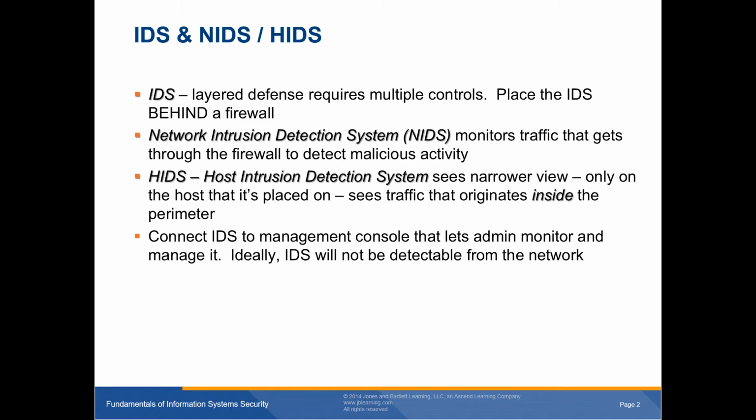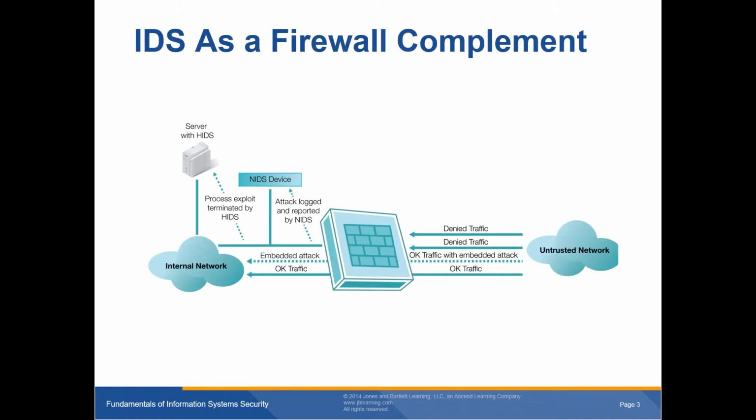You connect the IDS to a management console that lets the administrator monitor and manage it. Ideally, the intrusion detection system will not be detectable from the network. As a firewall complement, here the NIDS device sits just inside the network firewall, while the host intrusion detection system, or HIDS, sits on the server itself. The two IDSs monitor traffic that makes it through the firewall.